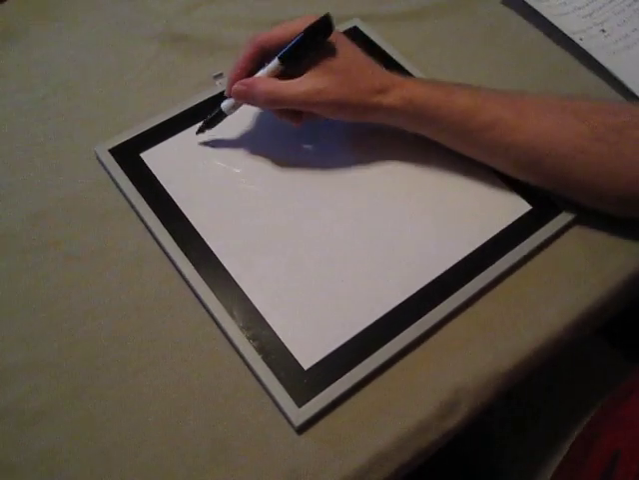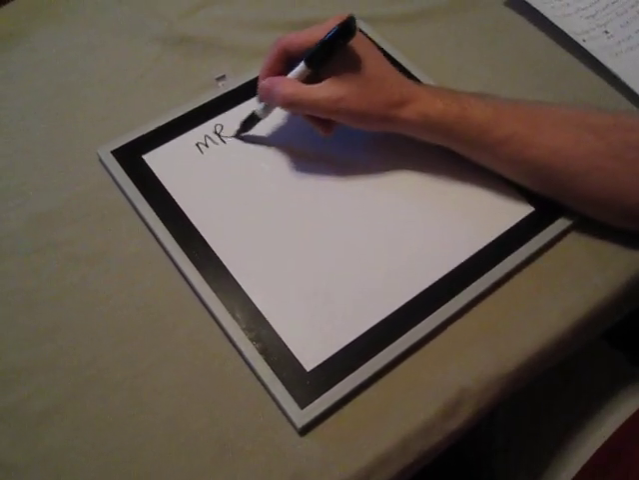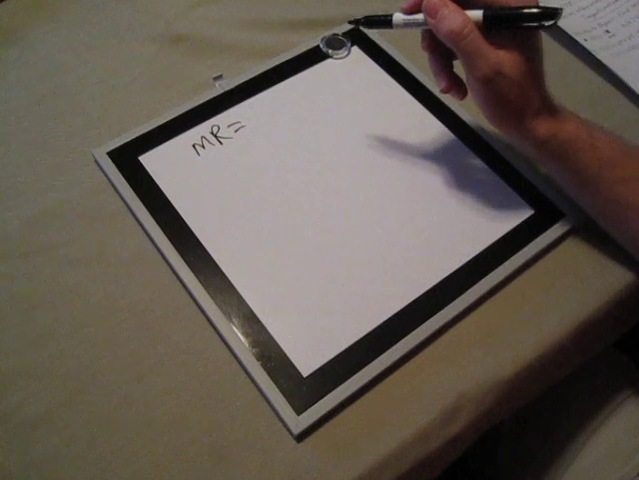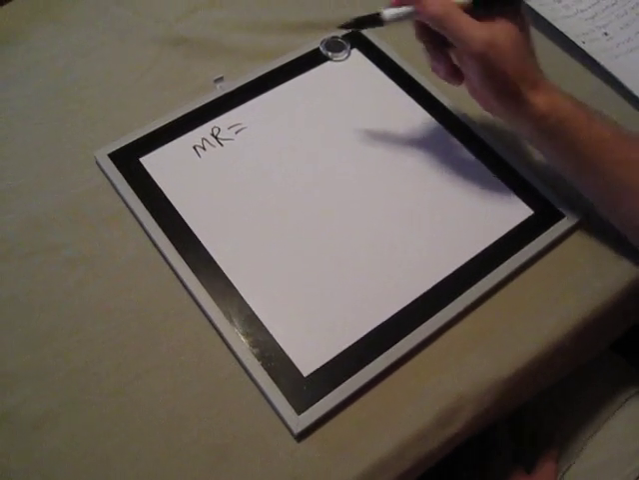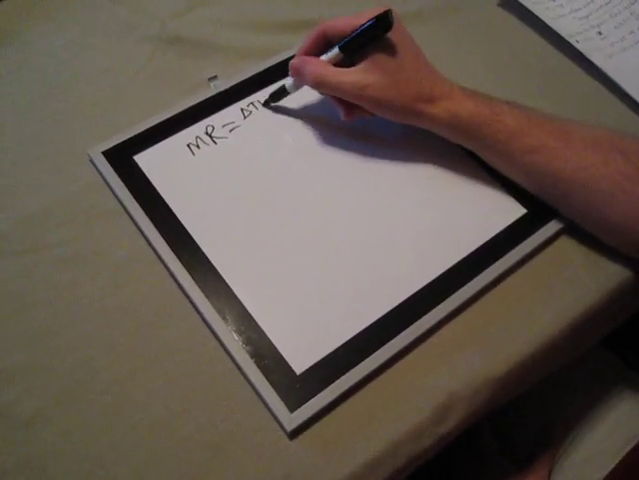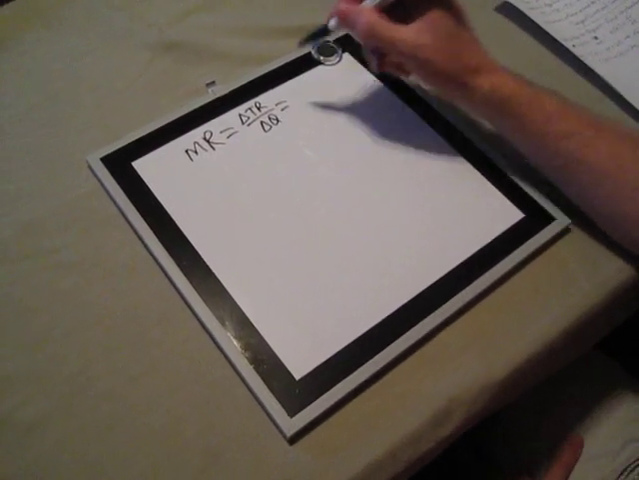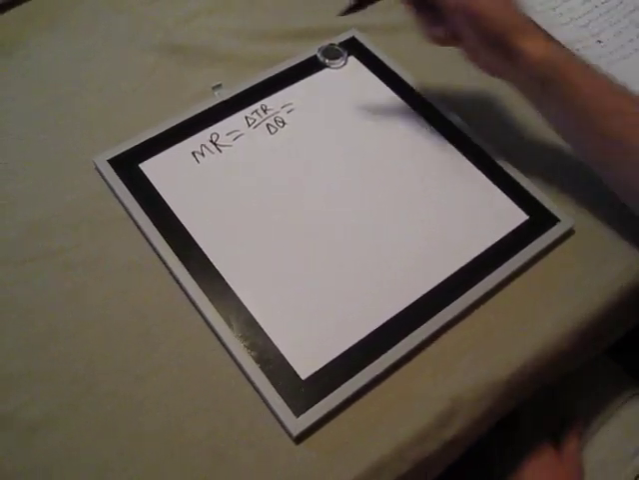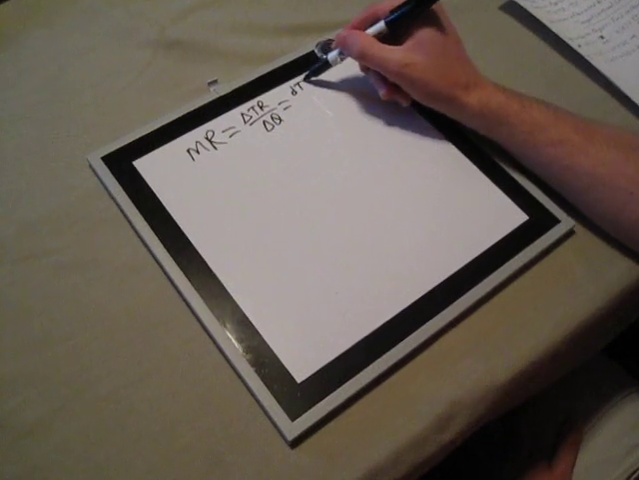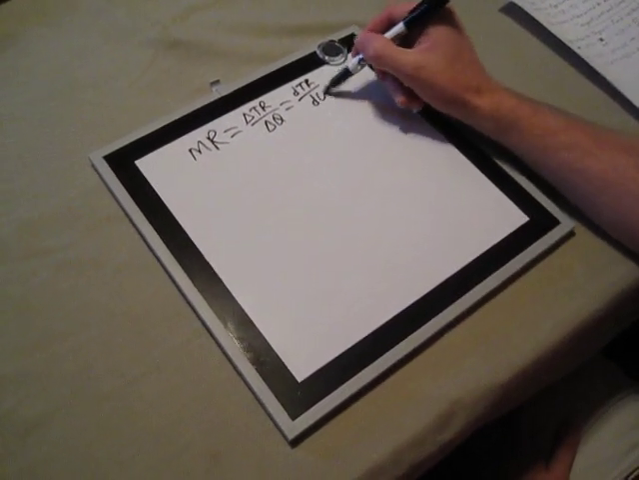The marginal revenue function in economics is the derivative of the total revenue function. It's the change in total revenue over the change in quantity, which is a derivative, we know. And this is the same thing as the derivative of the total revenue function.